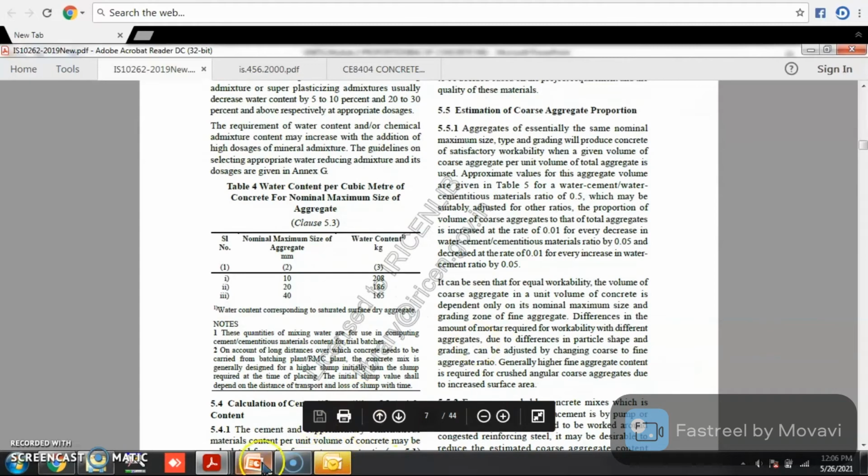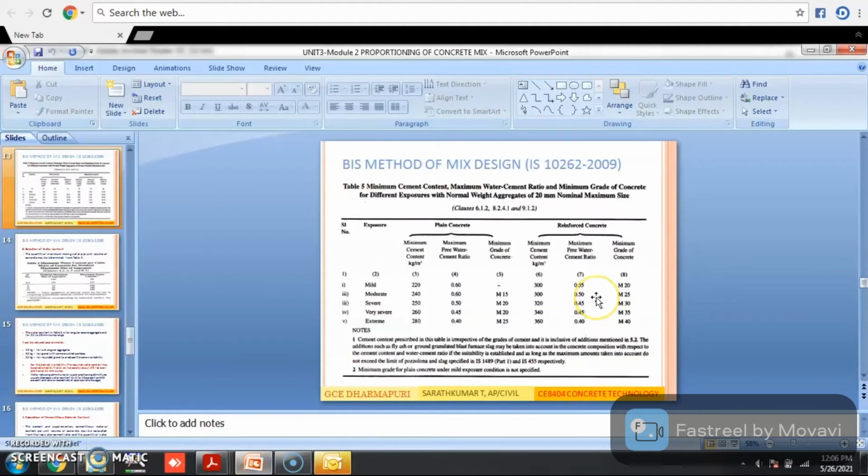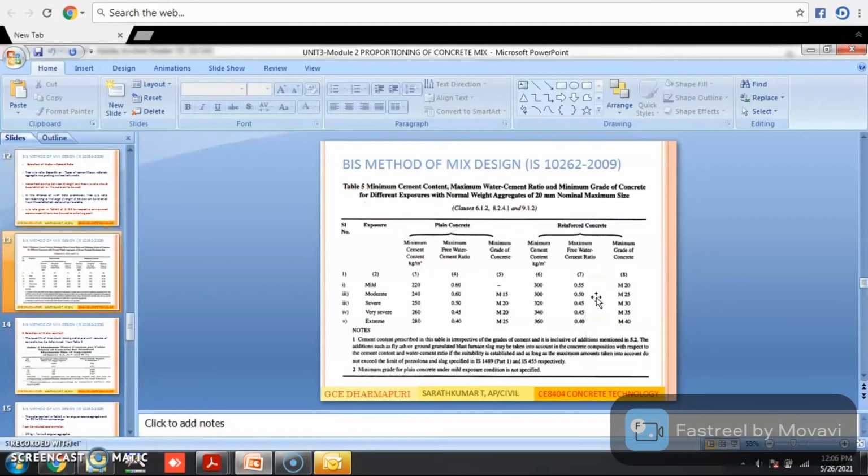Once the water cement ratio is known, you have to check with IS 456 2000 table 5 for the minimum water cement ratio. Based on the exposure condition, for example, if it is mild exposure condition, the minimum water cement ratio required is 0.55. So you have to check whether this specification is satisfied or not.